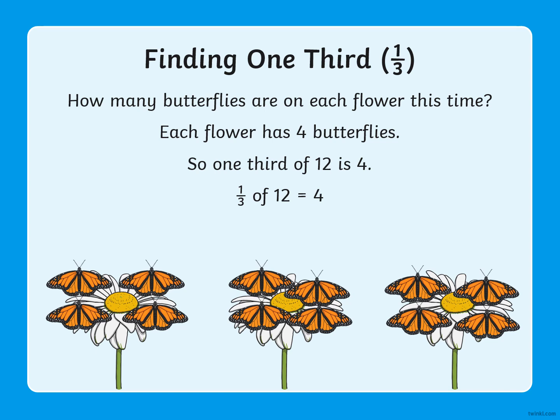Okay, remember, bottom number tells us groups. So 1, 2, 3. Top number tells us how many groups we're looking at. We're just looking at 1 group. So in that 1 group there are 1, 2, 3, 4 butterflies. Okay.